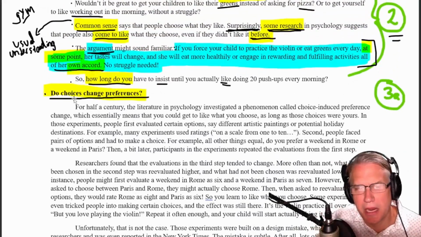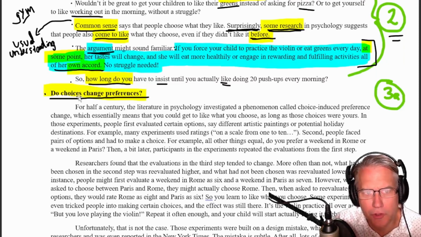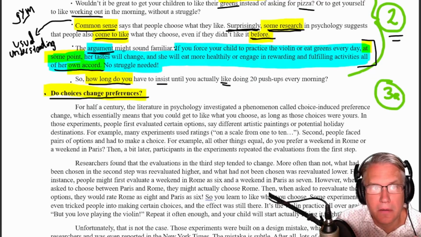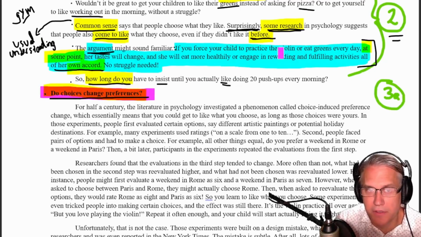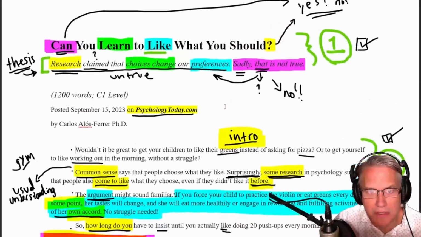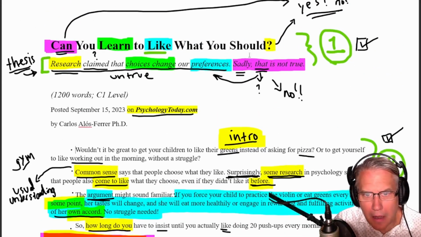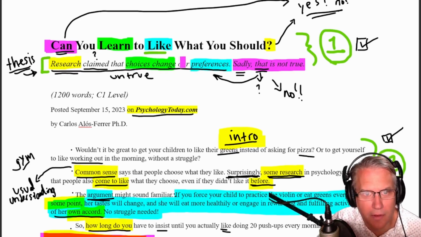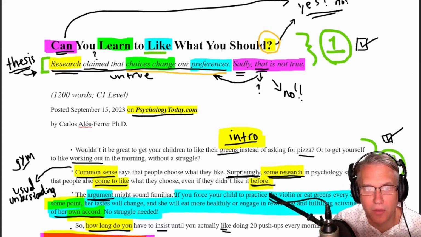Do choices change preferences? Well, this seems to reflect the same idea that we have in the title. Choices change preferences. Oh, goodness, that's terrible. I don't know the best way to underline it. Maybe like this. Choices change preferences, but we also include the question. We don't know the answer. We're asking the question.